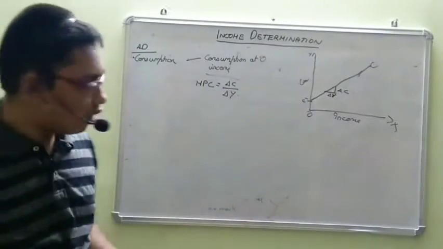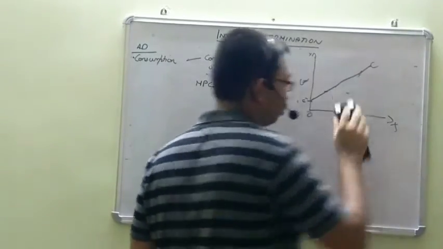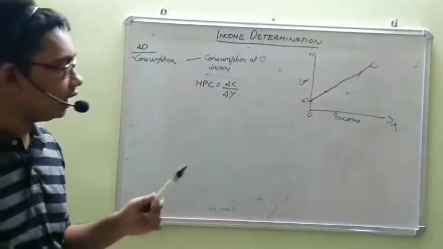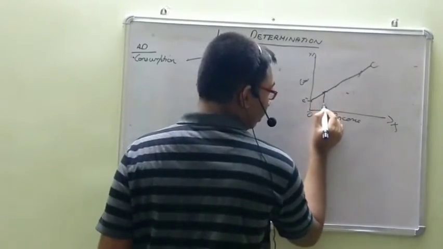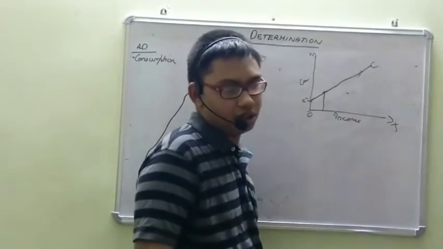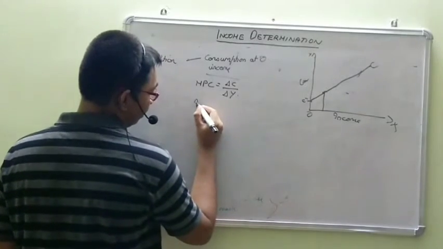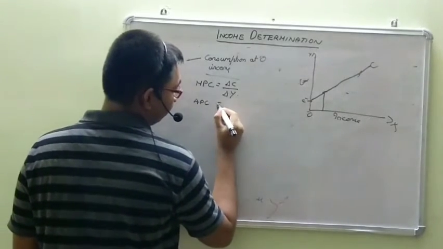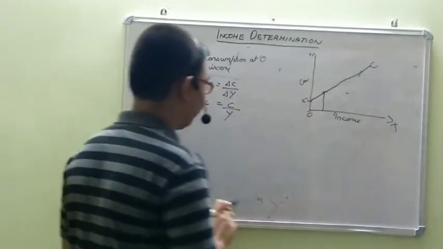Besides this, we can also define one more measure related to consumption. See here, we took only the addition. Take this point: the total consumption can be taken as a ratio of total income, right? Such a ratio will be called the average propensity to consume. This will be equal to C by Y, not delta, only C by Y.